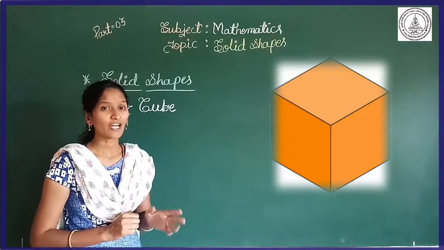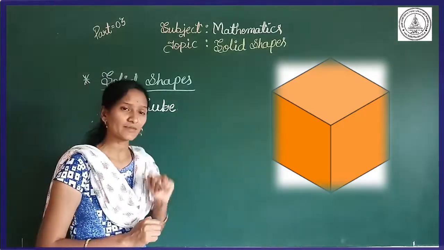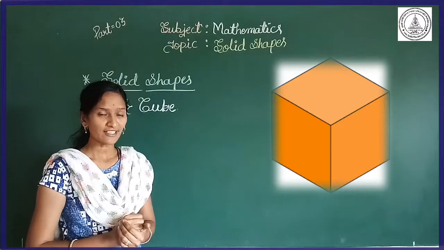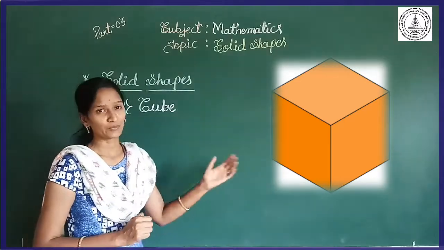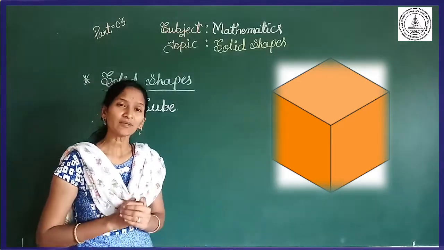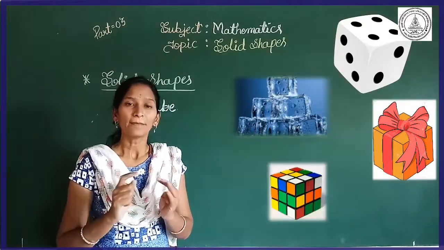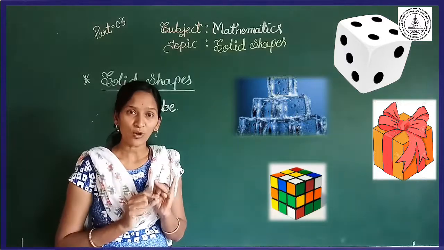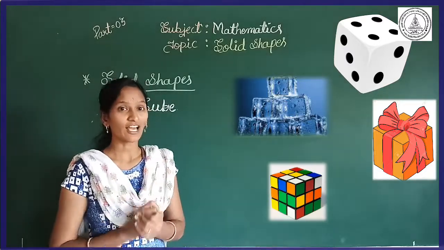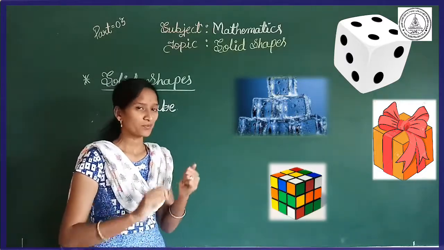The plane shapes are 2D shapes. The solid shapes are 3D shapes. Right? So in that this is a cube. Okay? Yes, give me some examples for cube. Ice cube. The next one, building cube blocks, gift box, dice. So these are all a few examples for cube.